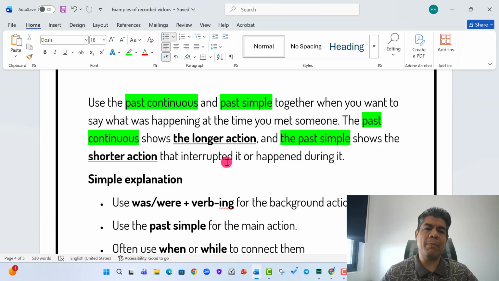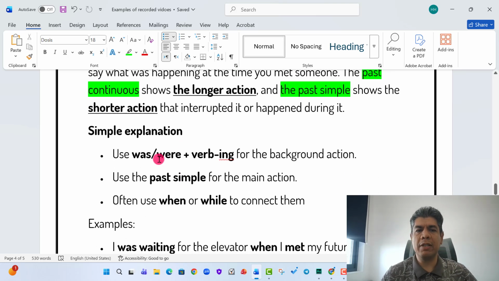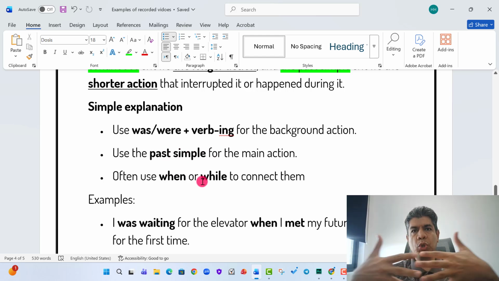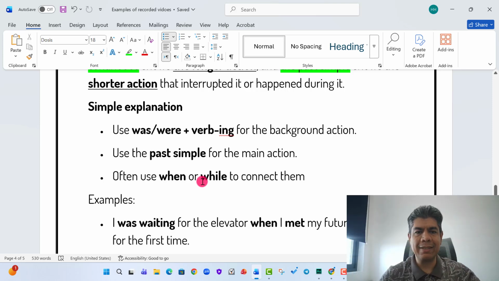Let's take a look at an example. First of all, let's take a look at the formulas. Use was, were, plus verb-ing for the background action. This is past continuous. And past simple. And of course, we can use when or while to connect these two ideas and tenses together.